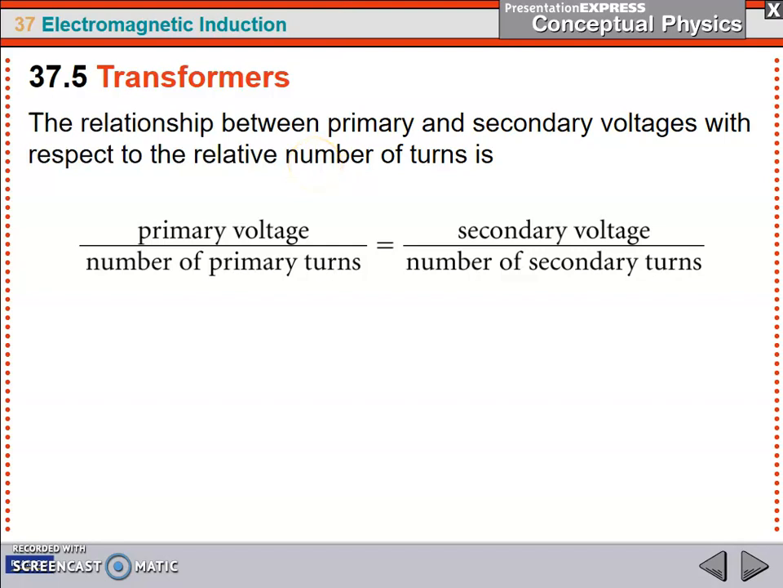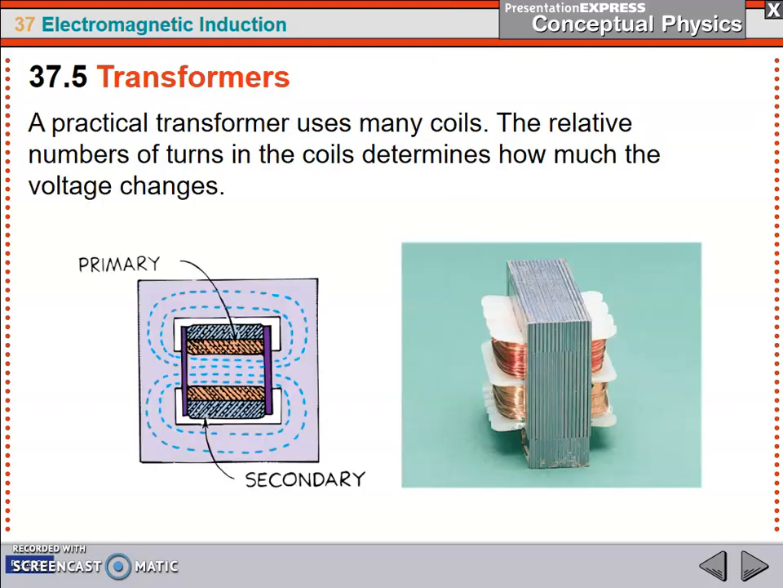So if you had 1 billion coils of wire in the transformer, it would be highly efficient. But 1 billion coils costs a lot of money. Somebody's got to pay for all that copper wire. So there comes a point where you just call it good enough and you say, I'll put 1,000 or 10,000 coils in there. A practical transformer uses many coils. The relative number of turns in the coils determines how much the voltage changes.